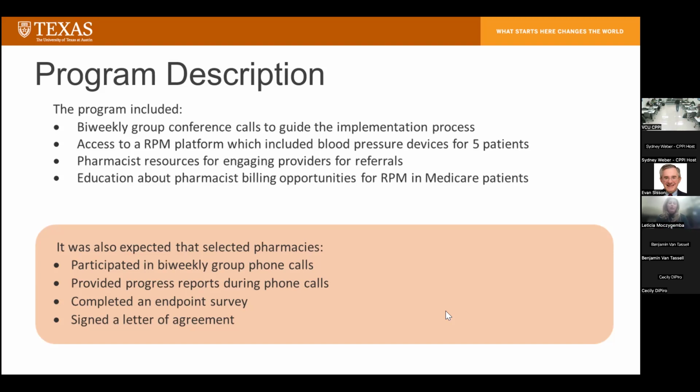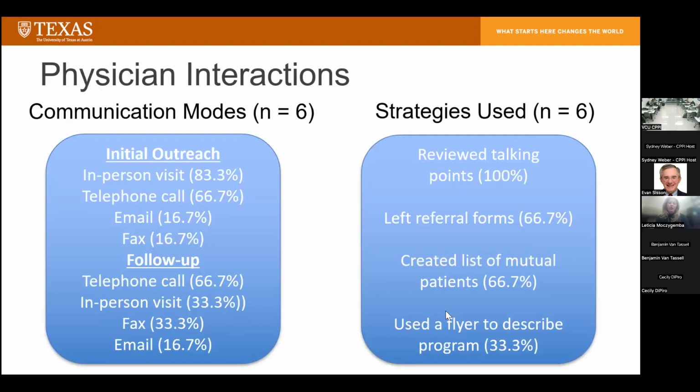And then, very similar to before, these were some additional expectations. With regards to physician interactions, the types of communication with physicians in terms of the initial outreach, so this would be when the pharmacist is first making the pitch for the physician to be on board as a referring provider for this service. The types of communication across the 6 pharmacies were mainly in person and telephone. And we feel a best practice for this sort of service is really in person. Most of the time this was possible.